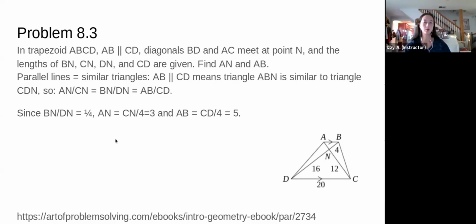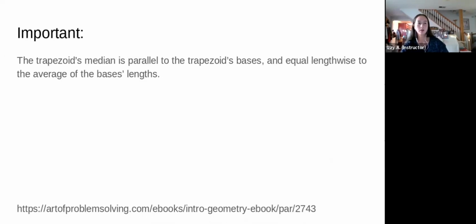Okay, so I think we can move on now. Next we have important information: the trapezoid's median is parallel to the trapezoid's bases and equal lengthwise to the average of the bases' lengths.